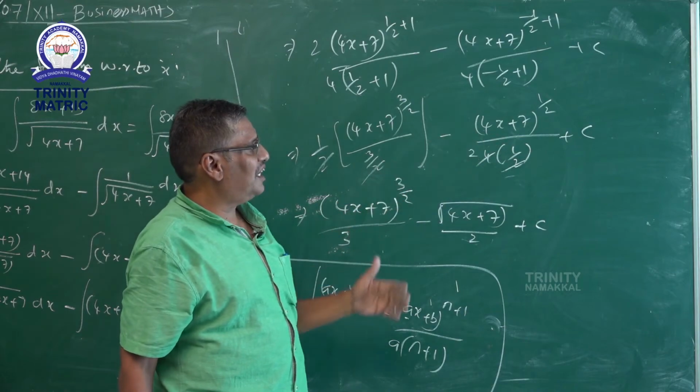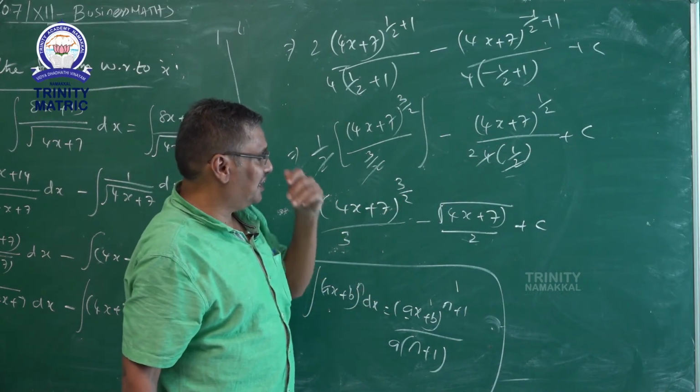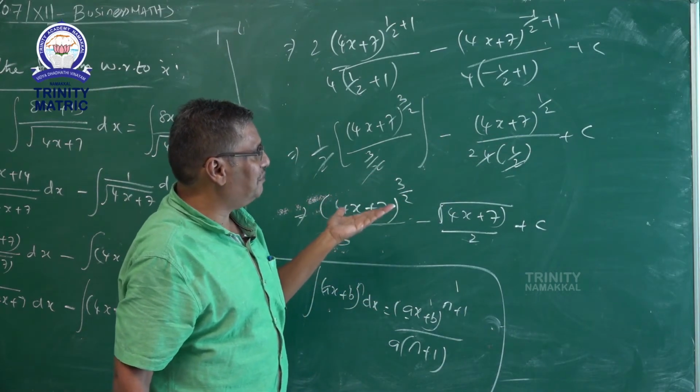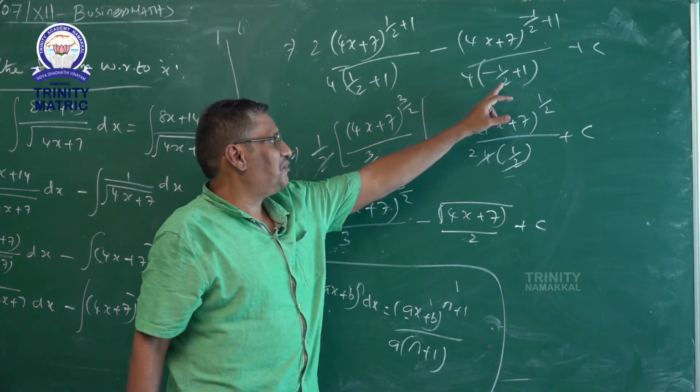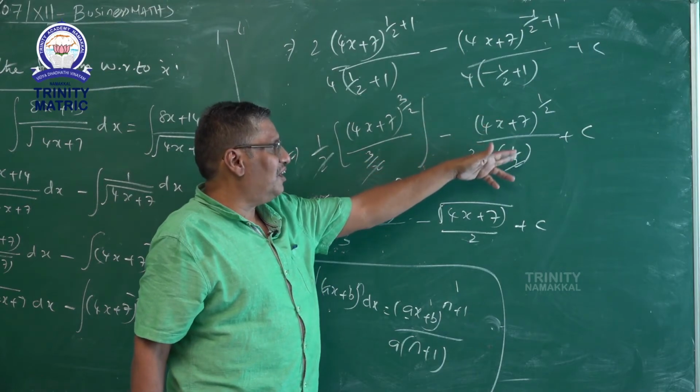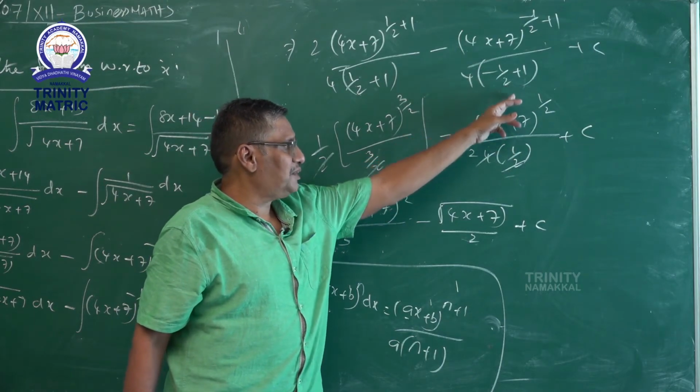You know that if you are having 1 chocolate, and you give half to your friend, then what is the remaining for you? Half. When you are having 1 chocolate and give half chocolate to your friend, how many chocolates are you having? Only half. So minus half plus 1, what can we get? Half.